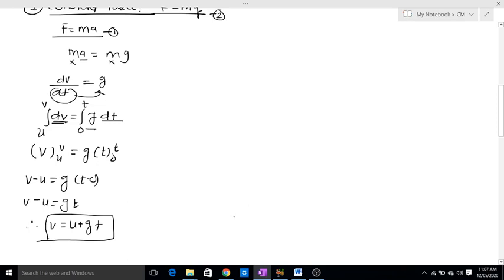Now, using this first kinematic equation, we are going to derive the second. Now, see, v equals u plus gt. Instead of v, you can write dx by dt, yes, change in position with respect to time. Now, shift this dt to the right hand side.